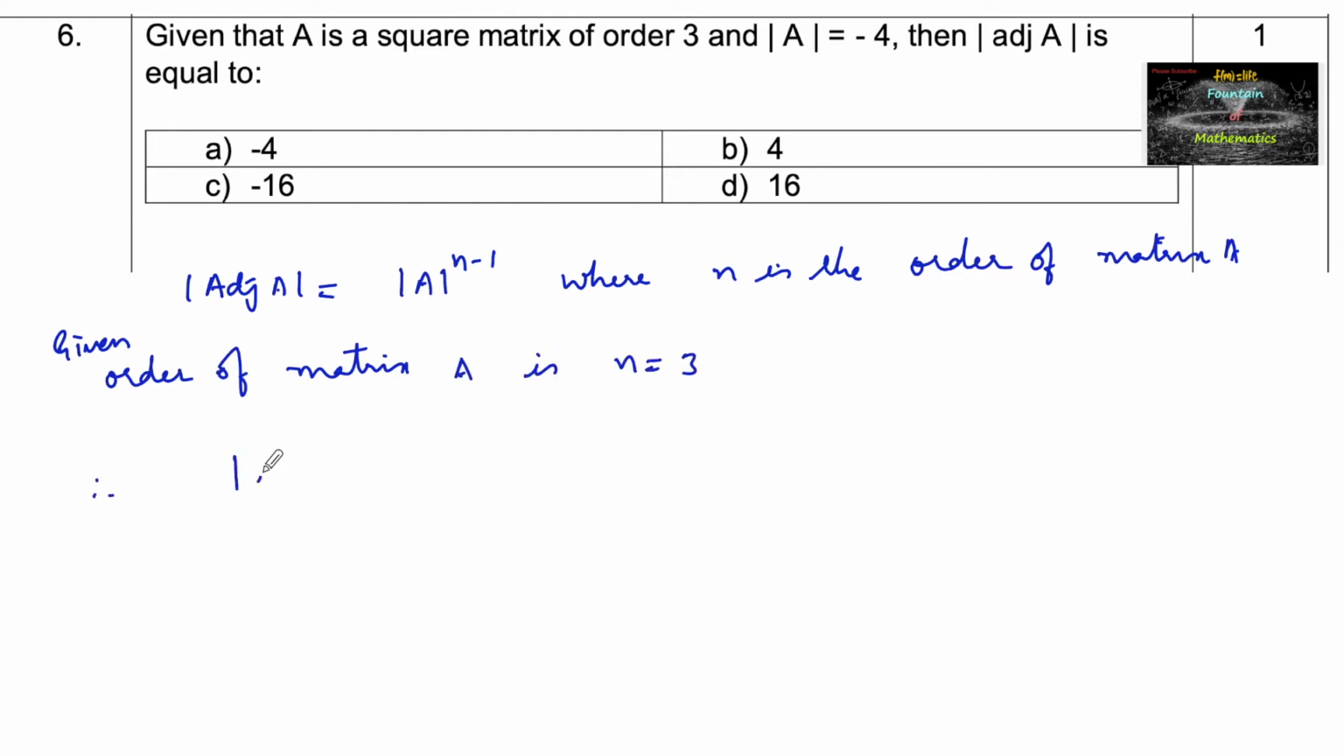So therefore determinant of adjoint of a matrix is equal to det A, and det A is given as minus 4. So we can write minus 4 whole to the power of n minus 1, that is 3 minus 1, which is 2. Minus 4 whole square is 16, which is the fourth option. Okay.